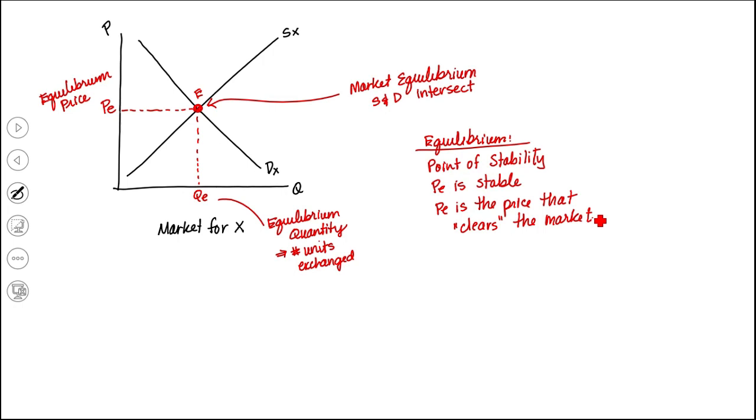Now, what do I mean by clear the market? I mean that since supply equals demand, then we know that quantity supplied exactly equals quantity demanded. So by clearing the market, we have a situation where there's no shortage and no surplus. So the market's cleared. If there's no shortage and no surplus, does price need to change? No, there's going to be no adjustment to price.